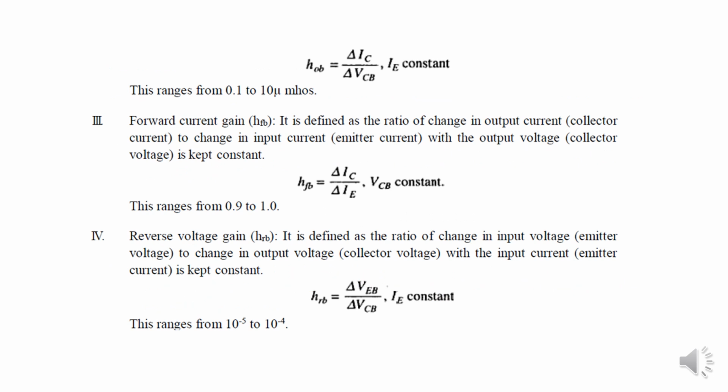The next one is the forward current gain. It is defined as the ratio of the change in output current to the change in input current, with the output voltage kept constant. This is given by this equation and is denoted as hfb. The next one is the reverse voltage gain. It is defined as the ratio of the change in input voltage to the change in output voltage, with the input current kept constant. Therefore hrb equals del VEB by del VCB at IE equal to constant.